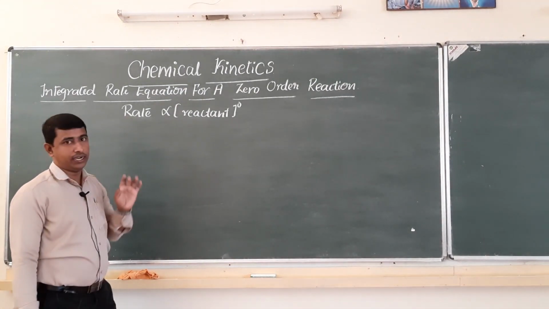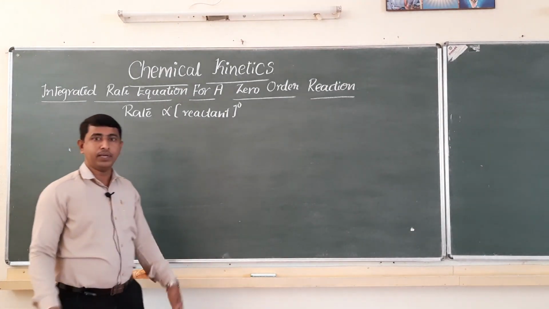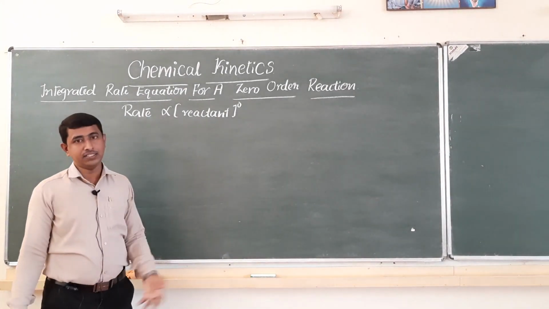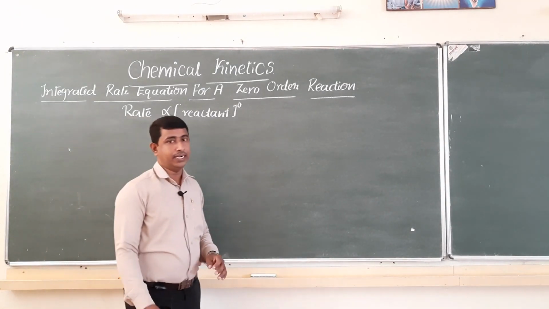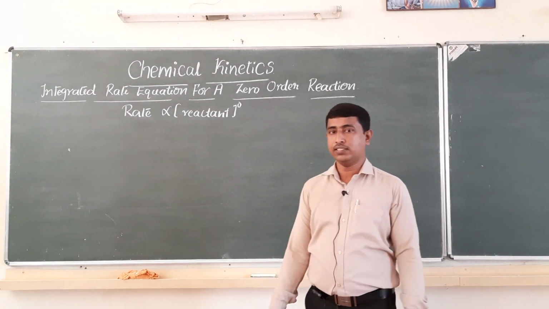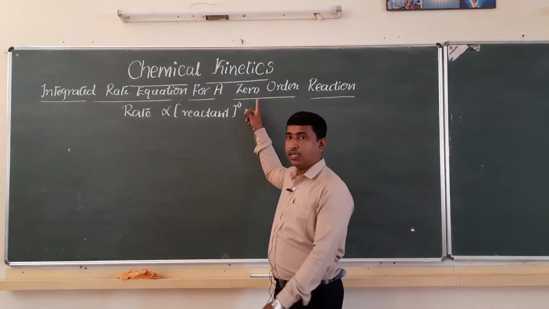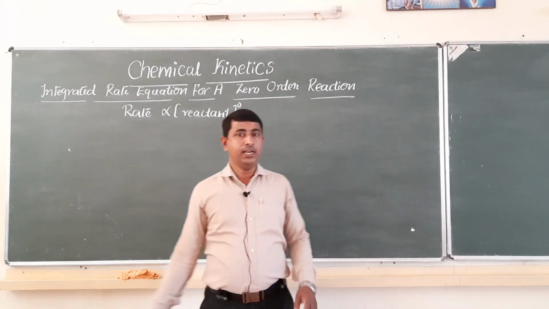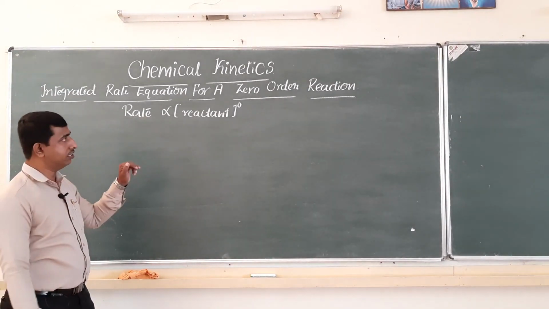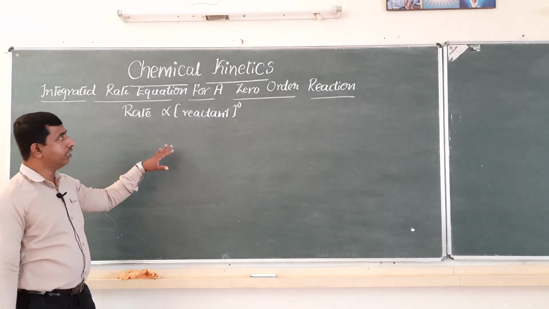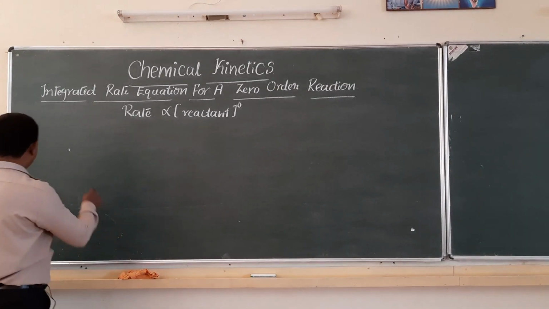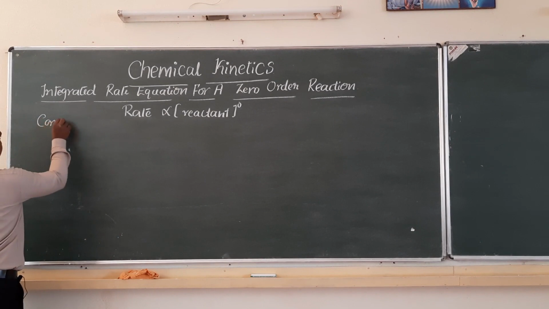Examples for zero order reaction: reactions taking place on the catalyst surface and also enzyme catalyzed reactions. Enzyme catalyzed reactions and reactions taking place on the catalyst surface are examples for zero order reaction. Let us derive it once again. In the last class, we derived this, so once again we are going to derive the expression for zero order reaction.